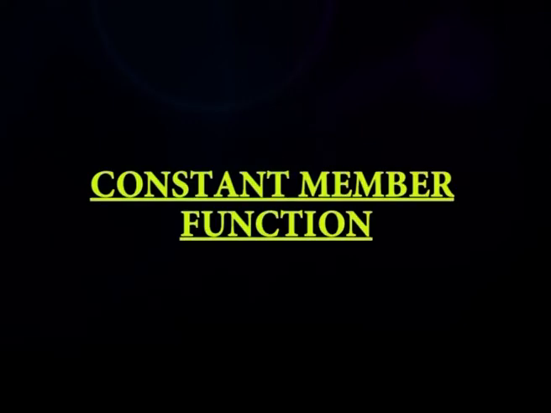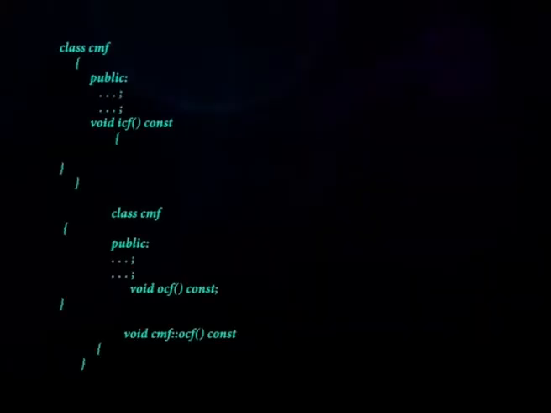Constant member function. In certain situations, member functions do not alter any data during the execution of a program. In such cases, we can declare these member functions as constant member functions. They can be declared either inside a class or outside a class. For example, here a const function is declared and defined inside the class.